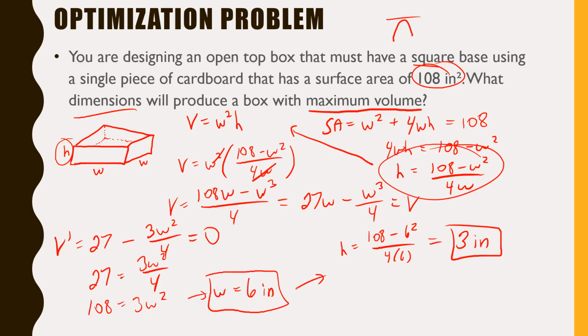We were able to find our width and our height just by using what the formulas are for volume and surface area, as well as, of course, taking the derivative with calculus. So these optimization problems, they're quite a bit, but make sure you're familiar with the process.